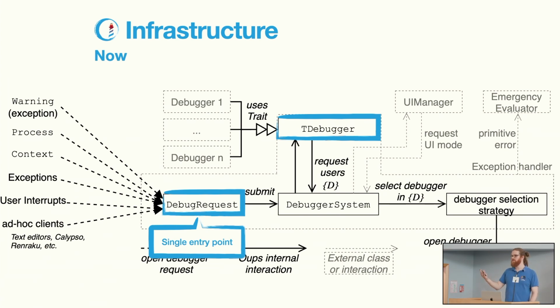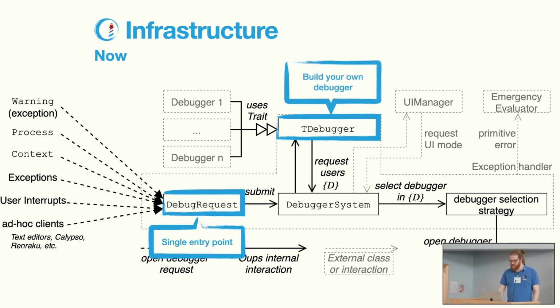to debug your context. Here, we introduce a trait that allows you to introduce your own debugger in the system. You just use the trait, you implement the interface, and then your debugger is automatically added to the system, and it can be selected and opened to debug your domain.